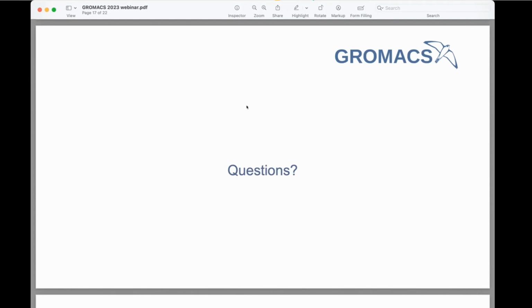We had a question before the first part, from Marian, who is asking: is the recommended tau t equal 1 picosecond and tau p equal 5 picosecond also valid when we use coarse-grained modeling, or is it just for all atoms?